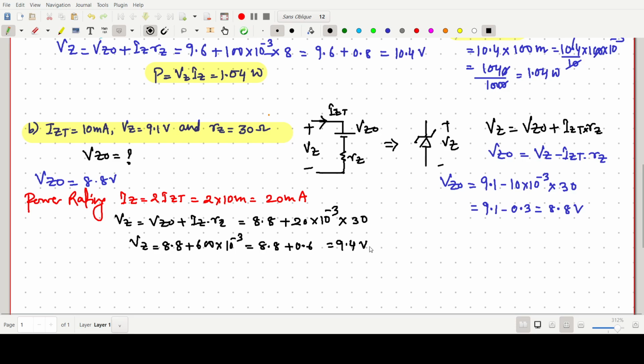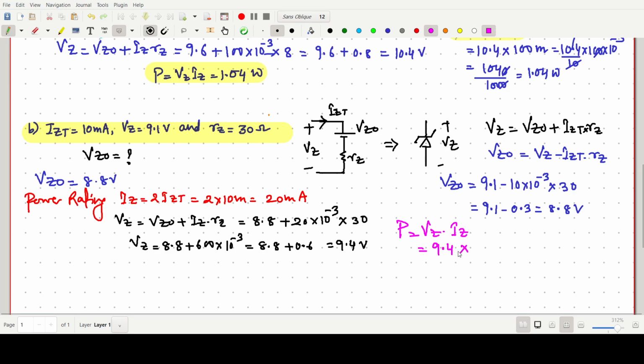Simple calculation. Now VZ is known, everything is known. So for the power rating, P equals VZ into IZ. VZ is 9.4.